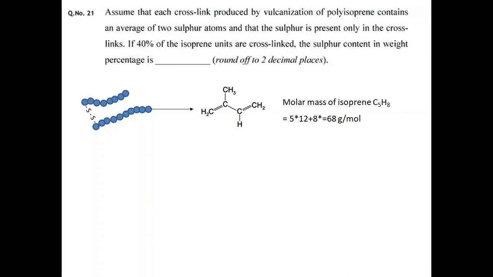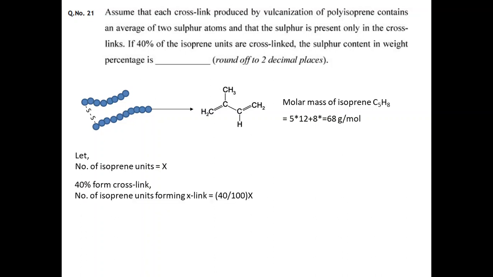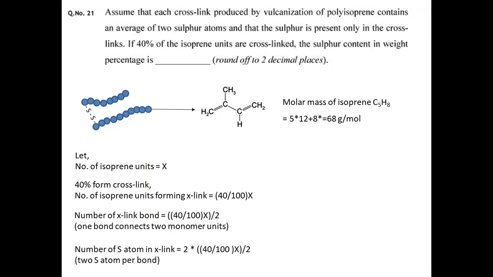So, to solve this question, let's assume that there are X number of isoprene units. As it is 40% cross-linked, so total number of isoprene units involved in cross-linking are 40% of X. Again, as mentioned earlier that one crosslink bond connects two monomer units, then number of crosslinks will be half of the number of monomer units. As 2 sulfur atoms are present in each crosslink bond, then the number of sulfur atoms will be again number of bonds multiplied by 2.